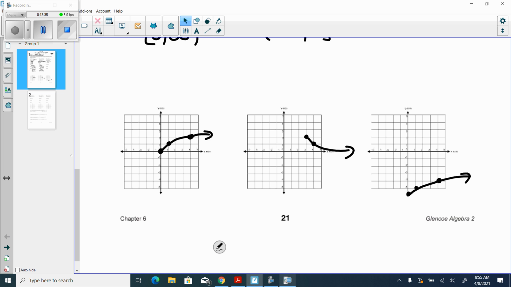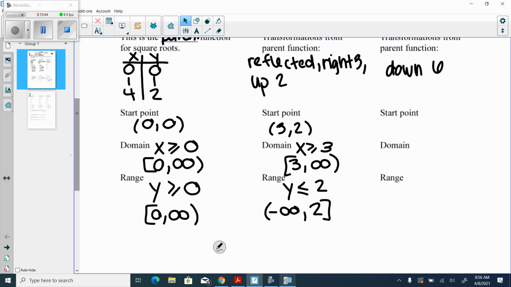And again, you can graph it in your graphing calculator also. Pull up the table if you wanted some specific points to know what to graph. All right, so where is my new start point? Very good.